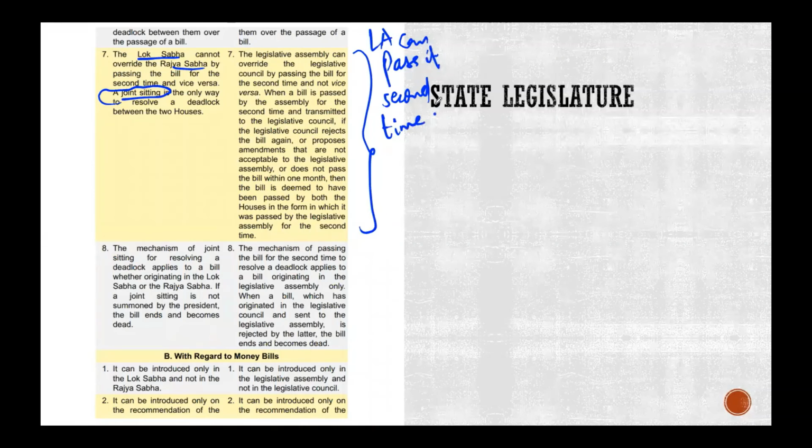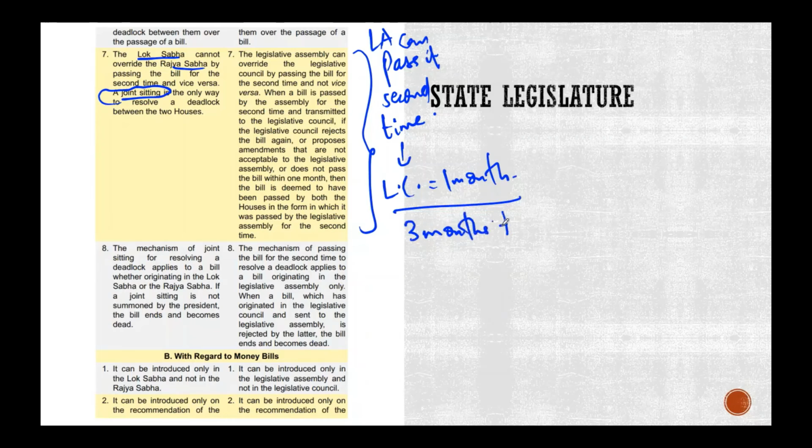And what happens when a bill is passed by the Assembly for the second time and transmitted to the Legislative Council? How much time do they have? One month. They have one month. Great, Aishwarya. Net, what do they have? The power of the Legislative Council is, in the first instance, you have 3 months, plus in the second instance, you have 1 month. So the max you can do is delay a particular bill by 3 months, and that is all the power that you have.